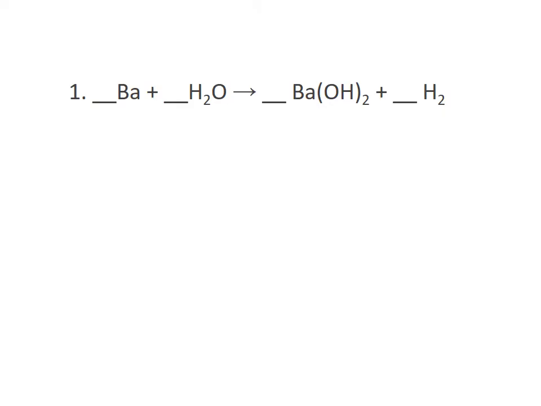Example number 1. I want to balance out barium reacting with water to make barium hydroxide and hydrogen. So I'm going to write reactants and products and draw a dashed line down the middle. And I know that the number of elements on the left-hand side, which are the reactants, are going to have to equal the number of elements that are on the right-hand side, which are our products.